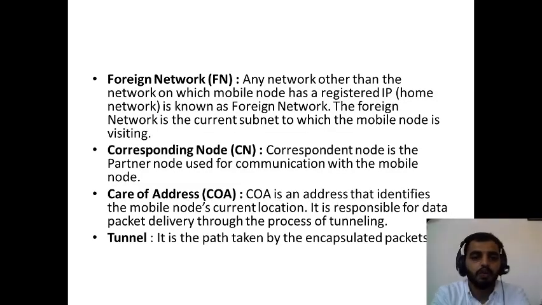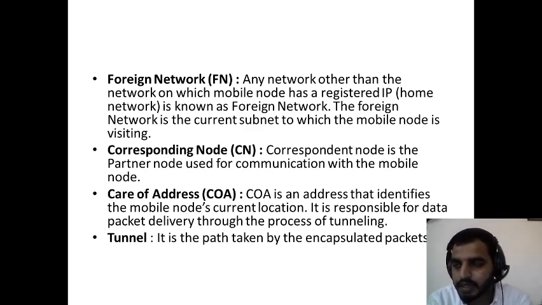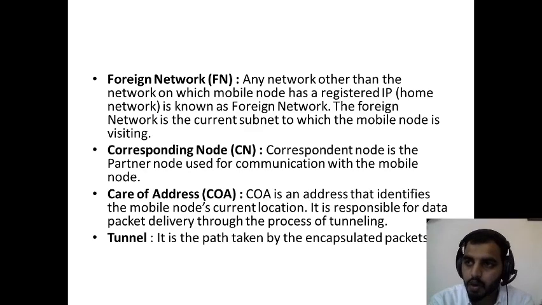The next one is the foreign network. Any network other than the network on which the mobile node has registered its IP, the home network, is known as a foreign network. The foreign network is the current subnet the mobile node is visiting. It is very simple. Like I said, for Indians, India is the homeland and all other countries are foreign land. In the same way, the network in which it is registered is home, and all others are foreign.